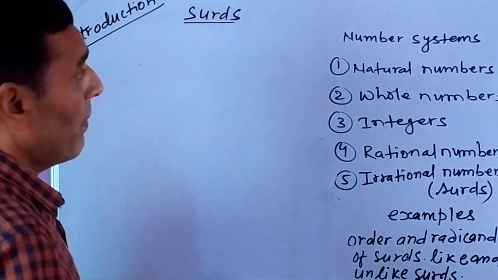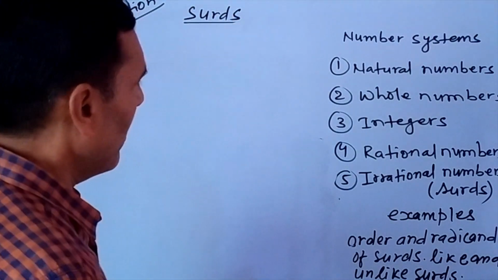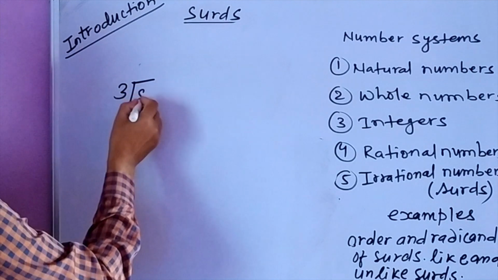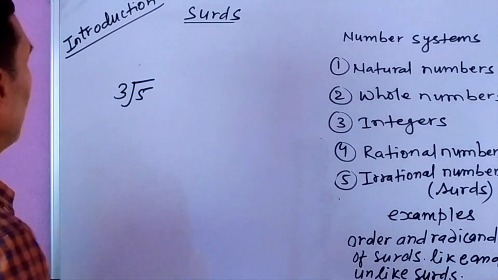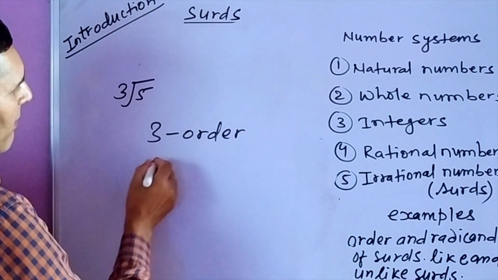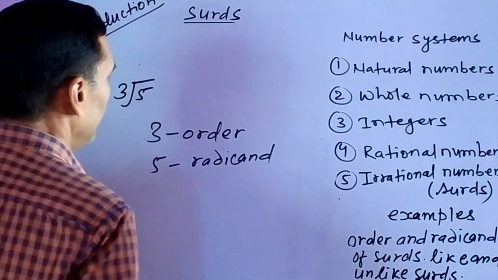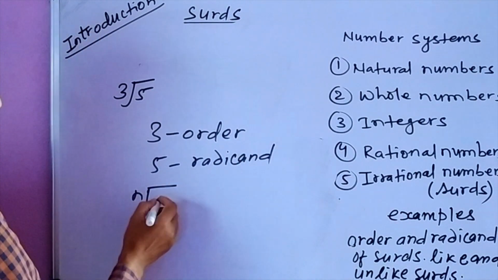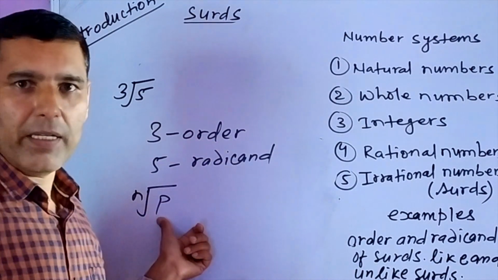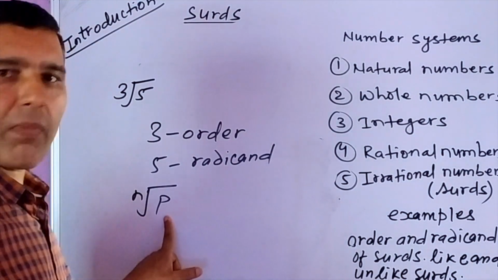After knowing the definition, it is very important to know the order and radicand of the surd. Look here, cube root of 5. Here 3 is the order of the surd and 5 is the radicand. If we have a surd like this, then we say this is a surd of order n, the nth order surd, where the radicand is p.